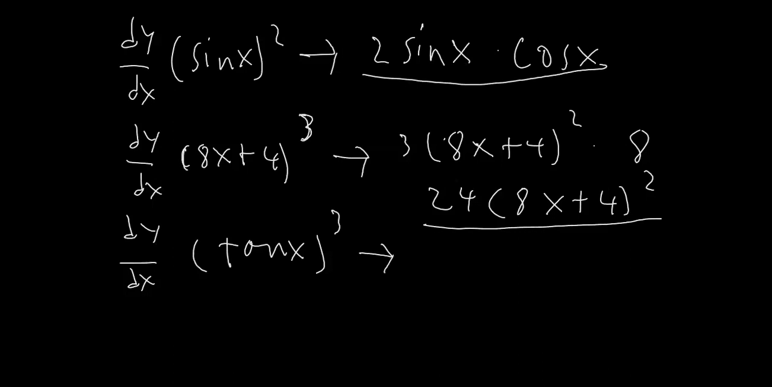For the third and final one, the derivative of the outside function is 3 times tan of x squared. Now, the derivative of the inside function is secant squared of x, since the derivative of tangent of x is secant squared of x. And this right here is your answer.